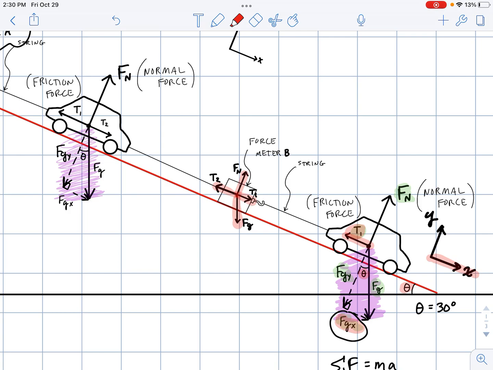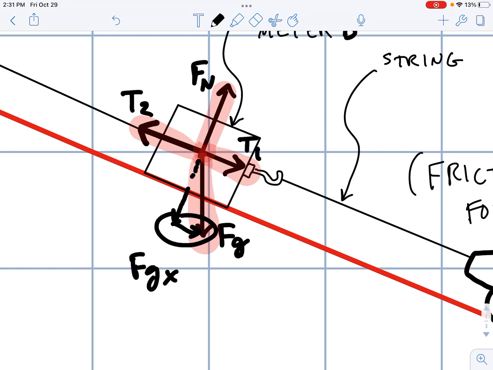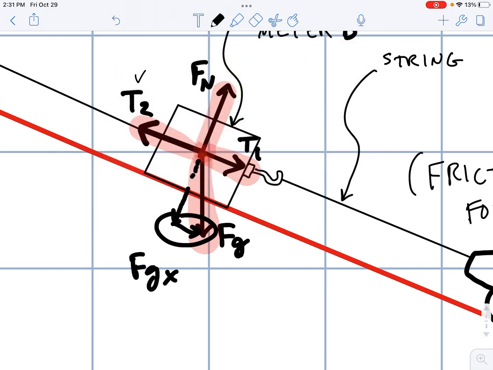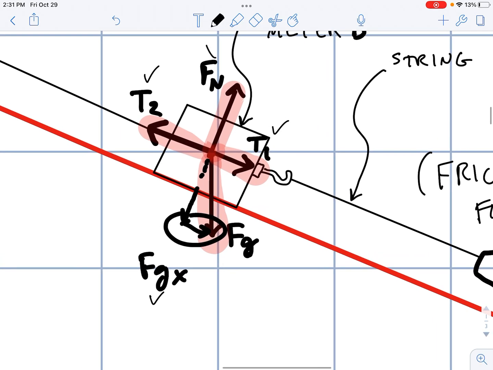Okay. So the force meter is going to have three forces in the x direction. It's going to have T1, T2, and FGX. So again, we'll have to find the x component of gravity for the force meter. But just to check these off, T2 is in the x direction, T1 is in the x direction, FGX is in the x direction, but FN is not.